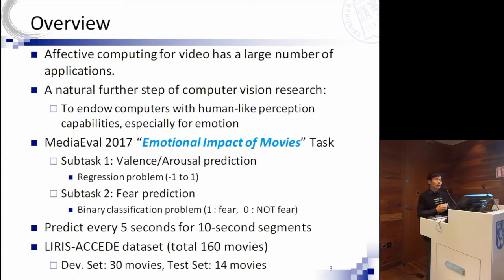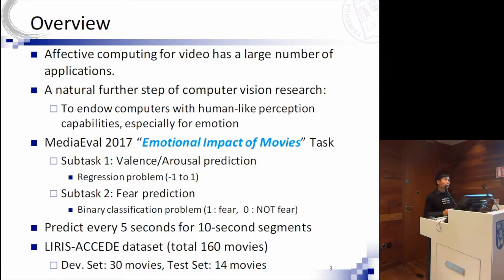As we all know, affective computing for video has a large number of applications, for example, video indexing, recommendation, and so on. And in the computer vision research field, a natural further step is to endow computers with human-like perception capability, especially for emotion. So this year, the emotional impact of movies task consists of 2 subtasks.